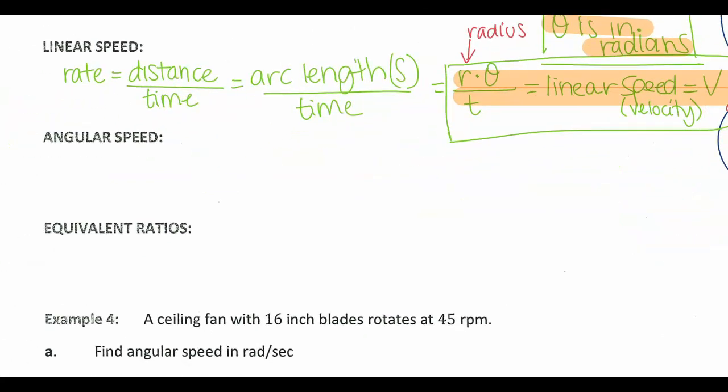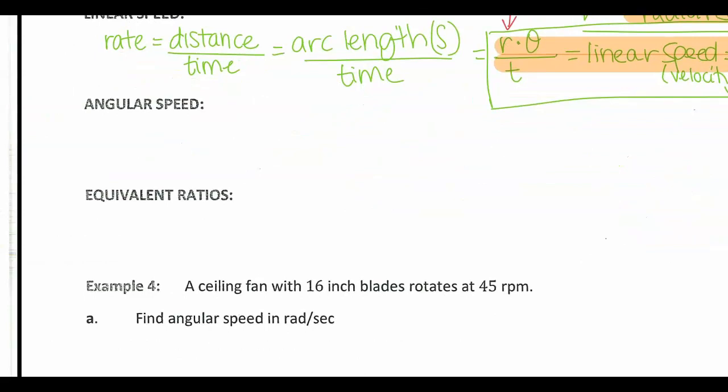Okay, let's talk about angular speed. Angular speed, again, is talking about some type of rate. And in that rate, we're going to again use the distance over time. So rate is equal to the distance over some type of time.